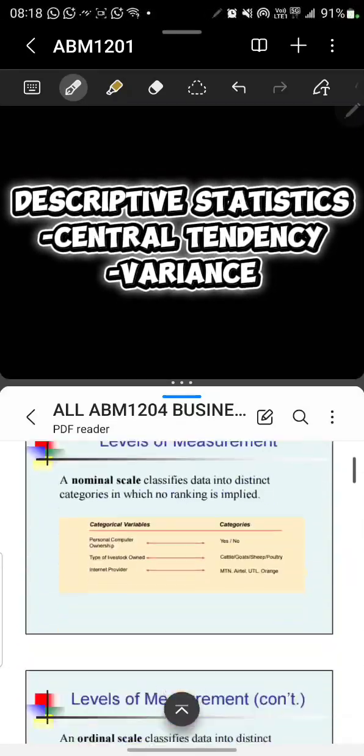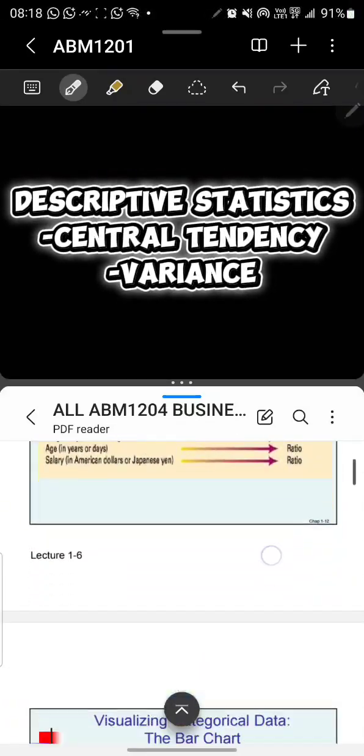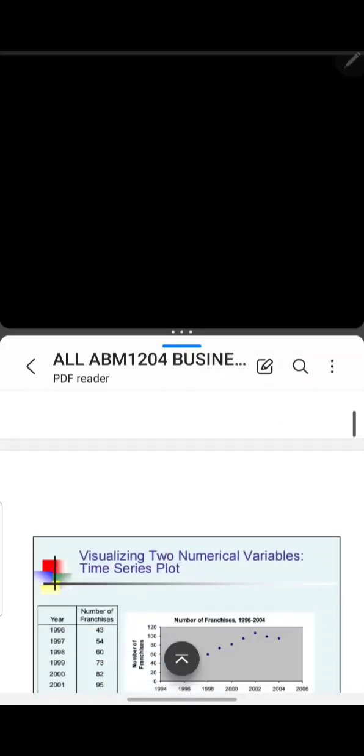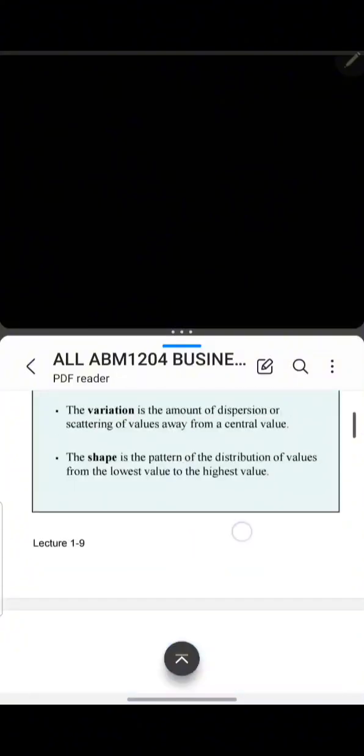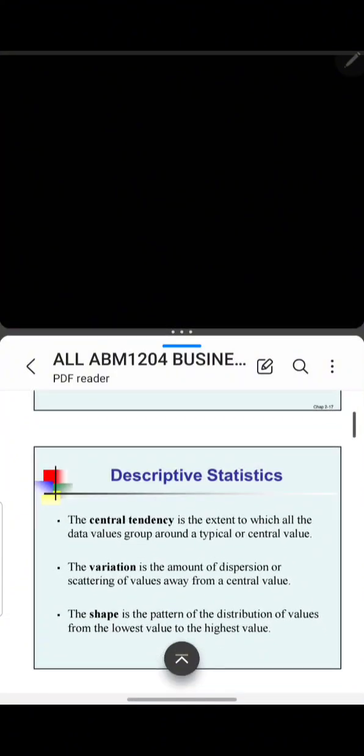Descriptive statistics. Under this, we have central tendency and variance. Today, we're going to look at central tendency. All right, that's under descriptive statistics. So, central tendency is simply the average.